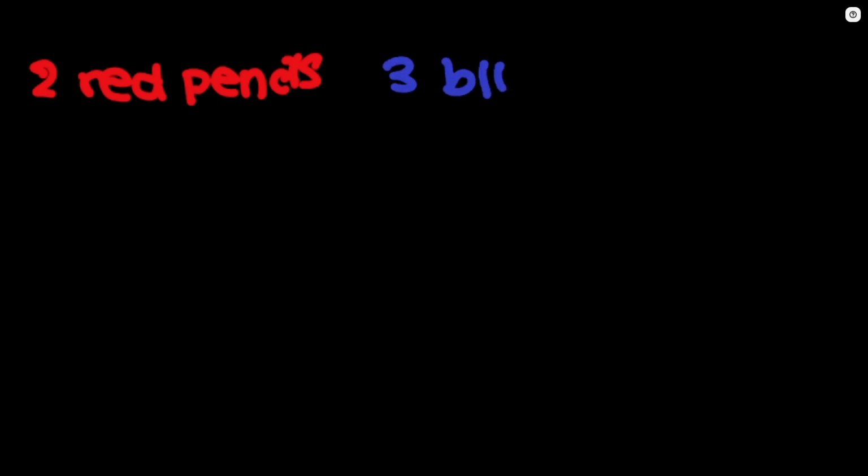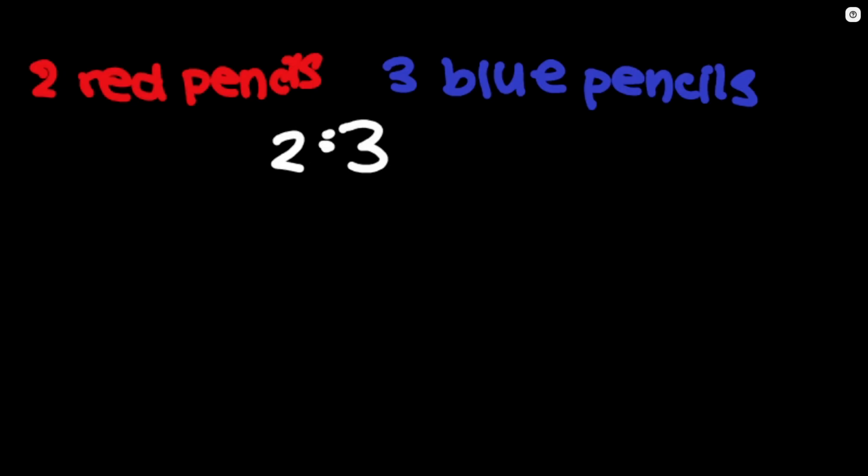For example, imagine I have 2 red pencils, and I also have 3 blue pencils. What would be the ratio of 2 red pencils to 3 blue pencils? Take a moment to write it yourself. The ratio of 2 red pencils to 3 blue pencils would be 2 to 3 because you are comparing the amount of red pencils to blue pencils. This can also be written as a fraction, which is 2 over 3.